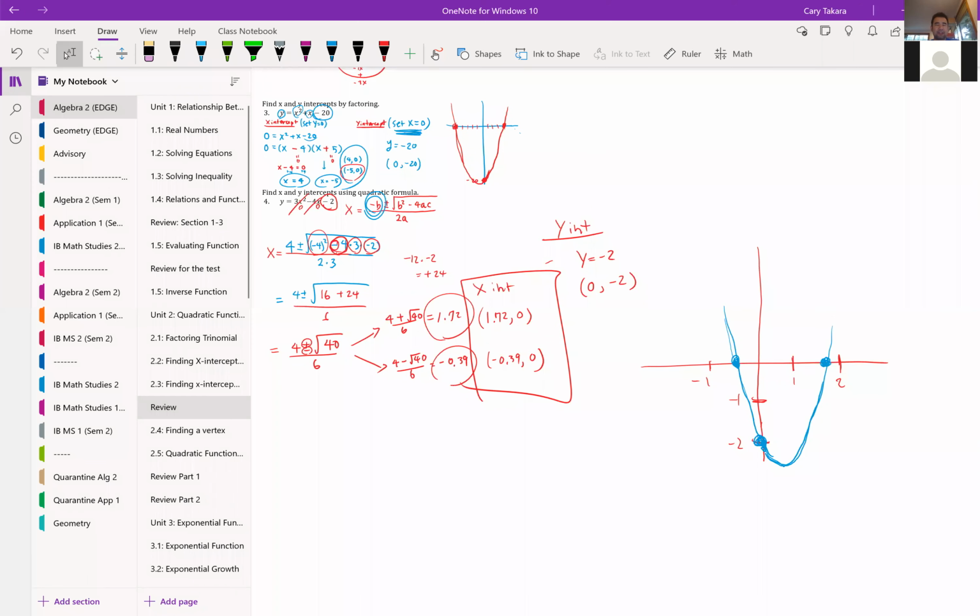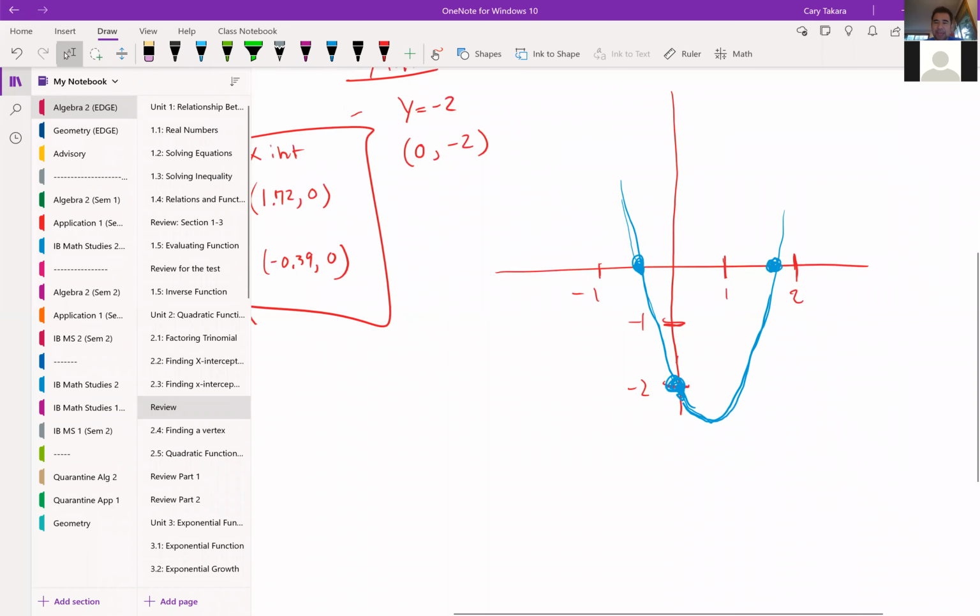Just to look ahead, what do we have left? Well, there's a couple more things that we have left to do. One of them is another critical point in a parabola, this location right here, the very bottom of the parabola. Okay. And what's that called? It's called a vertex. And we need to be able to find a vertex.